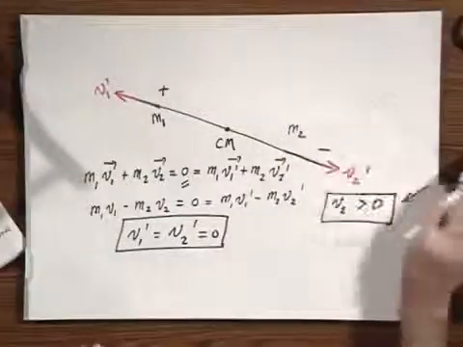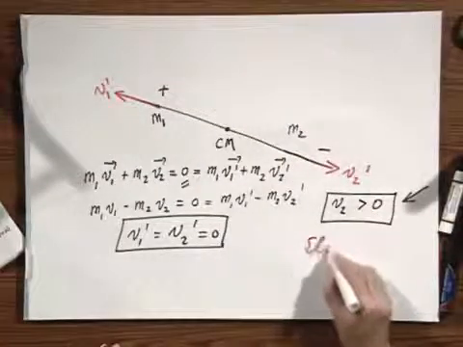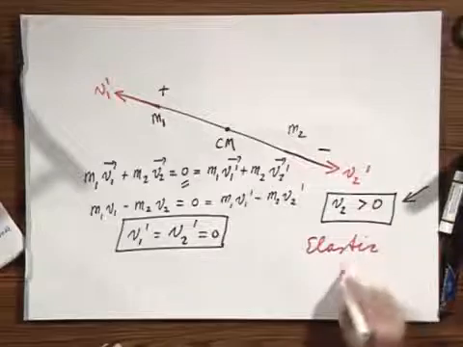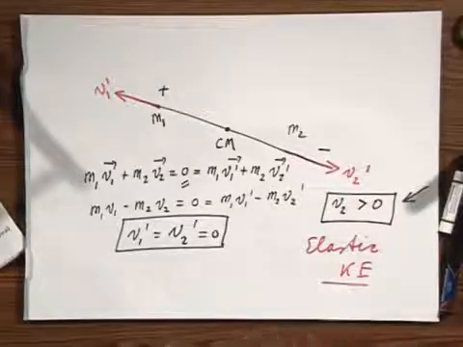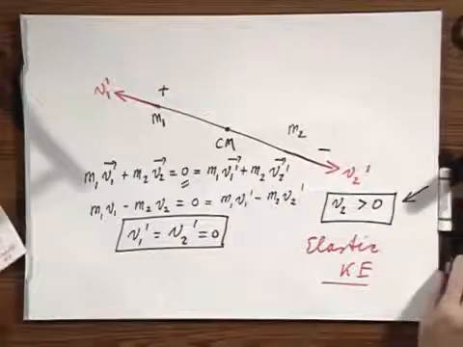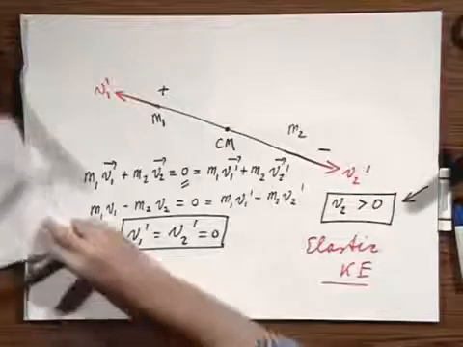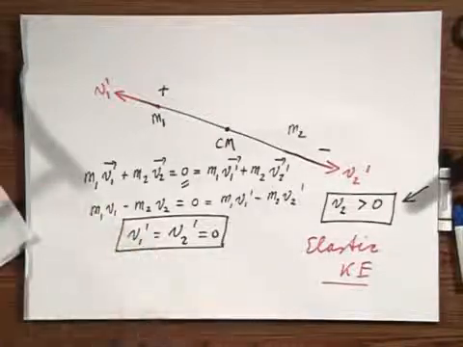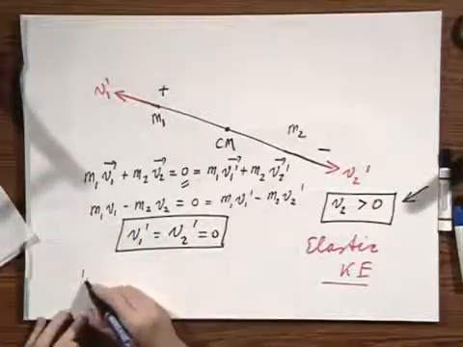And you do know more, you're being told that the collision is also elastic. That means that the kinetic energy is conserved. And if kinetic energy is conserved, then you have another equation at your disposal, and you can write that down, no doubt.